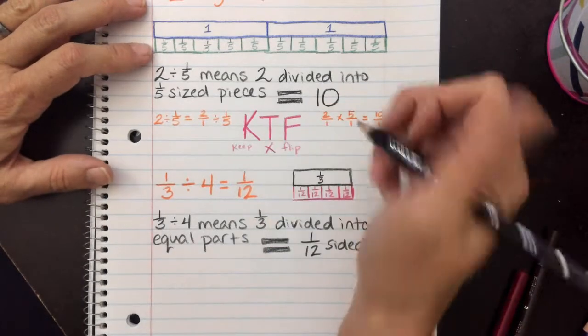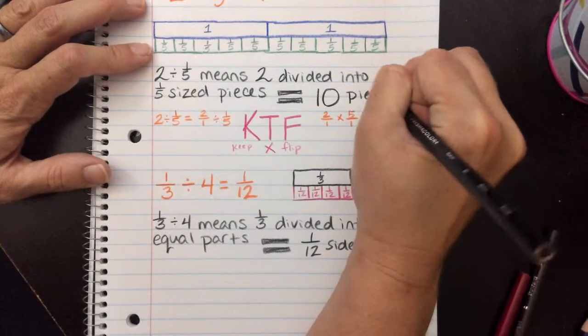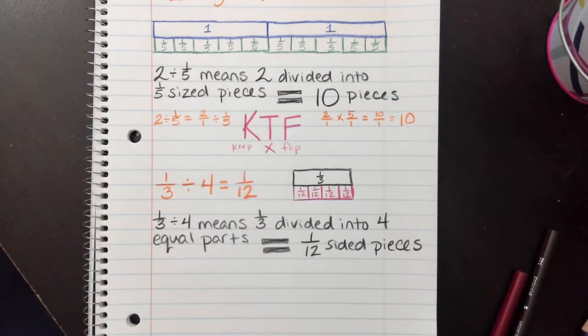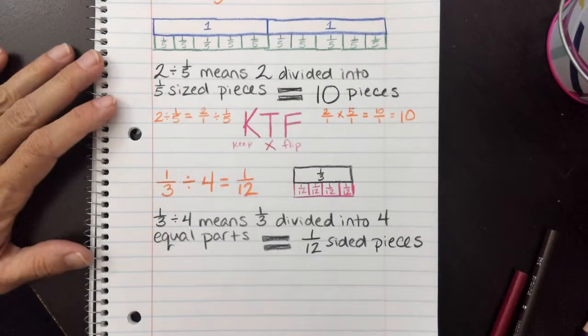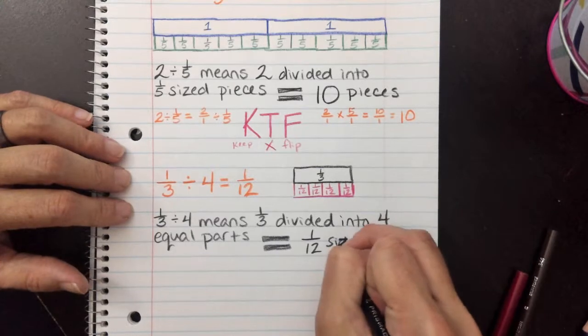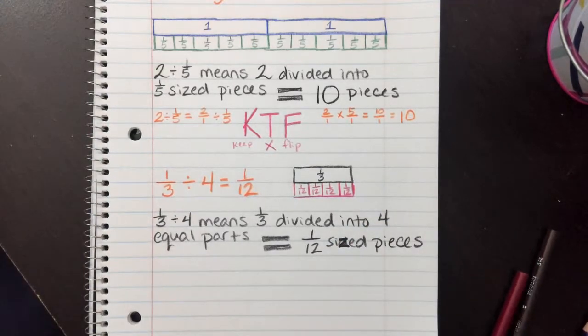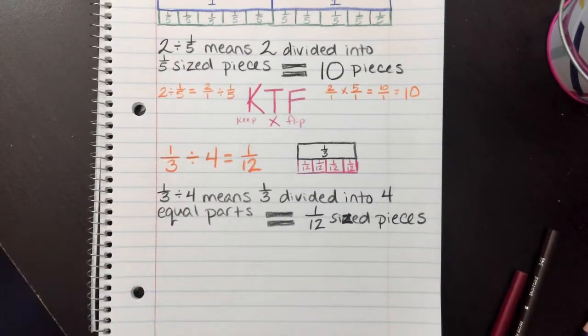I realized up here I meant to say 10 pieces, because the 10 comes from counting the fifths. Okay. And this is 1/12 sized pieces. Okay, because the 1/12 comes from how big each piece is.